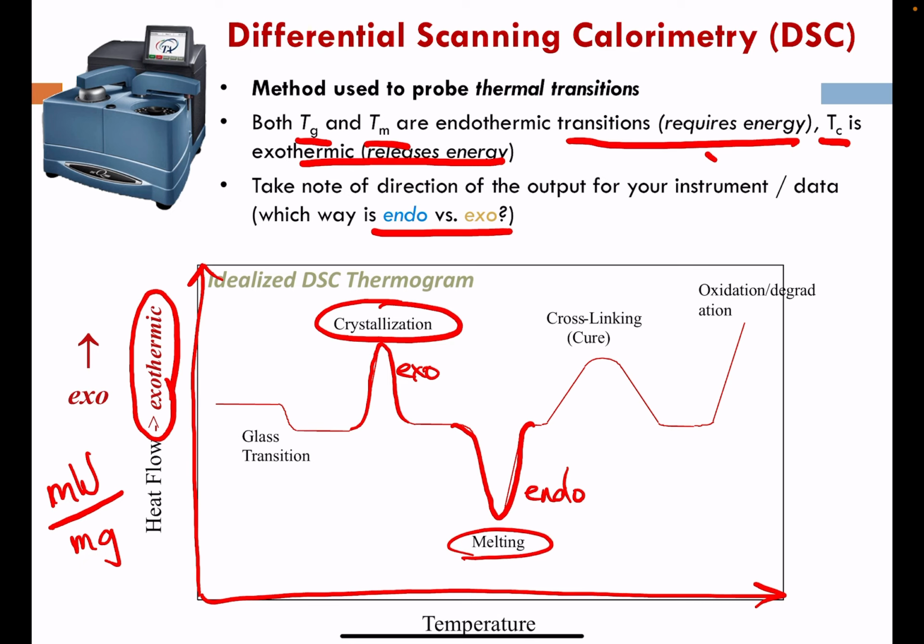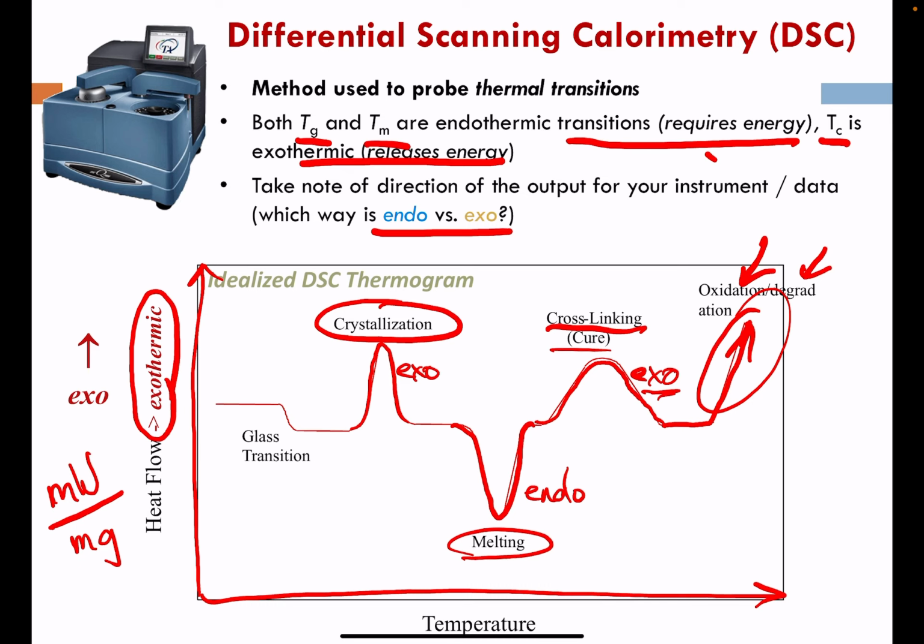Other signals that can be found in a DSC curve are signals for cross-linking or cure. Here, an exotherm is shown as new permanent covalent bonds are made, and the symmetry and the profile of this can be very different than what we see on screen, but generally exothermic peaks are expected. And oxidation or degradation can be seen here, and the sort of change can be very different depending on the oxidation or degradation events that are occurring.